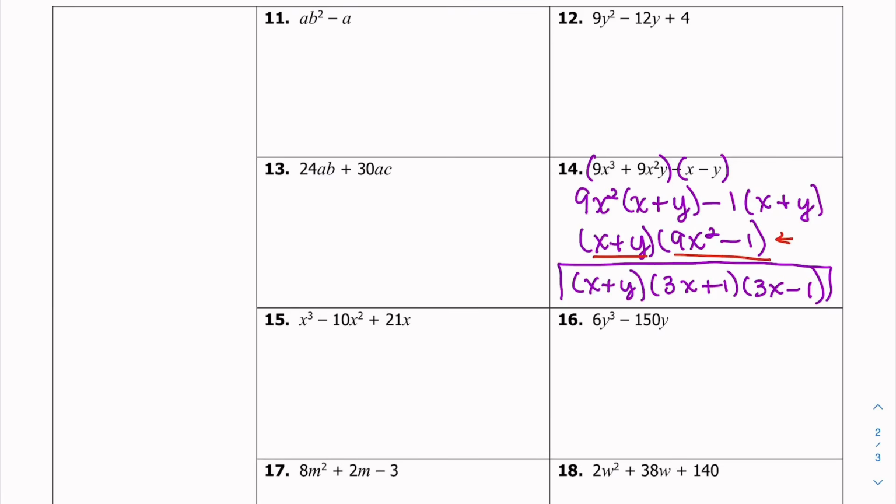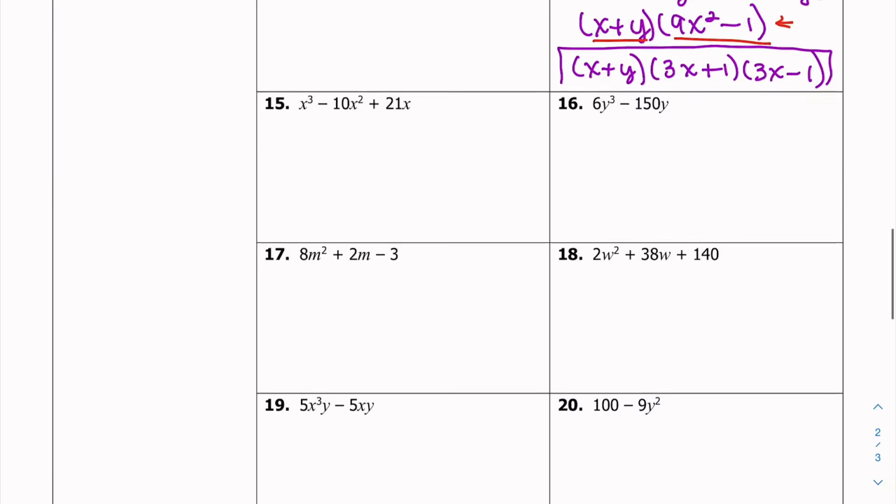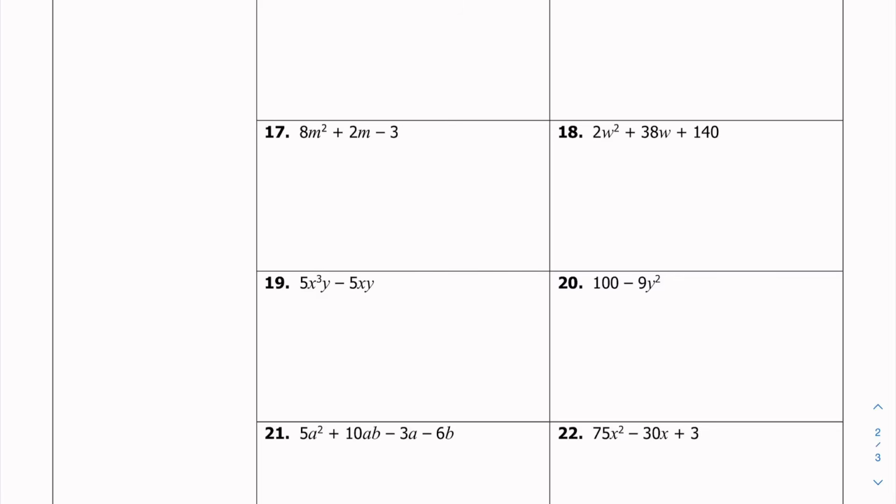All right, let's take a look at number 20. Number 20 is 100 minus 9y squared. Is there a greatest common factor of 100 and 9? There is not. We can't take out any variables. So let's move on. We don't have a trinomial. We're looking at 2 terms here.